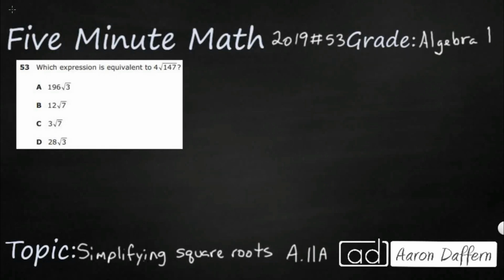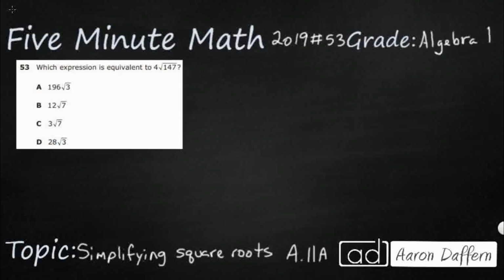Today we are looking at the Algebra 1 concept of simplifying square roots. This is standard A.11A in the great state of Texas, and we are using item number 53 of the 2019 released STAAR test. If you haven't done so already, please go ahead and take a moment to pause the video, work this problem out on your own, unpause it, and we will look at our answers together.